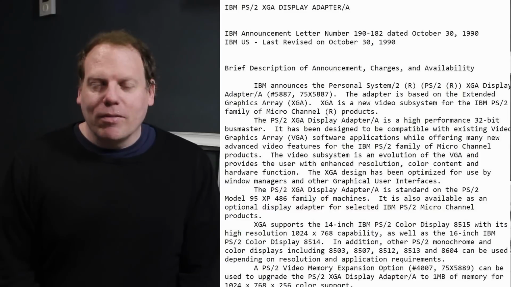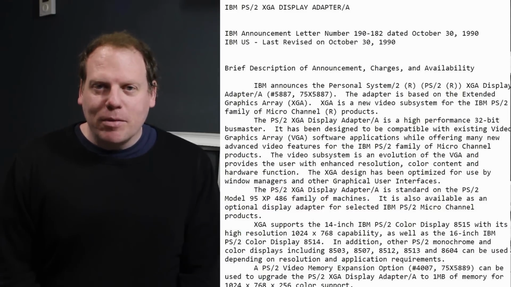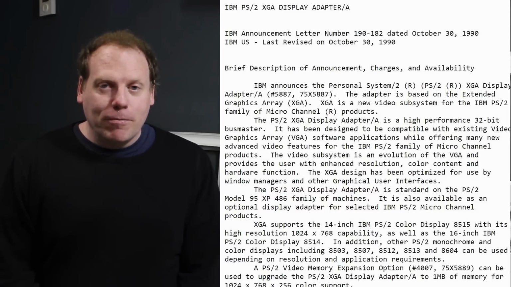In this week's video we're going to be looking at the king of IBM graphics standards, XGA. Now for most people that term came to mean a graphics resolution, 1024 by 768, but it is much more than that. Released in October 1990 by IBM, it was a whole new graphics standard and a very advanced one at that.